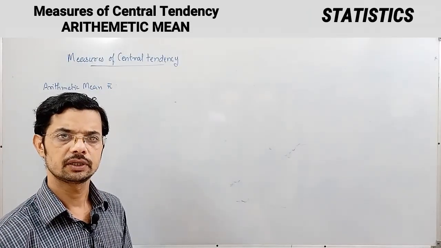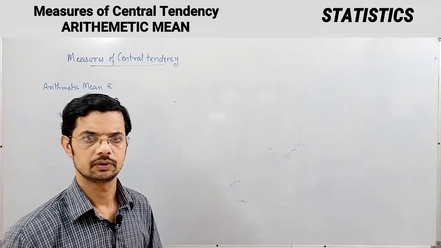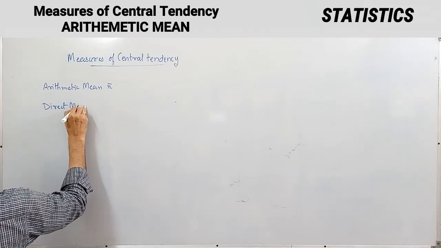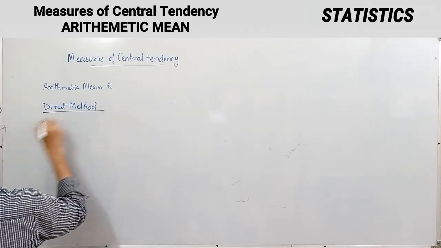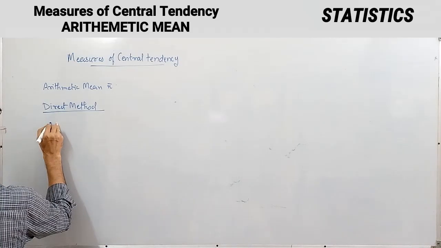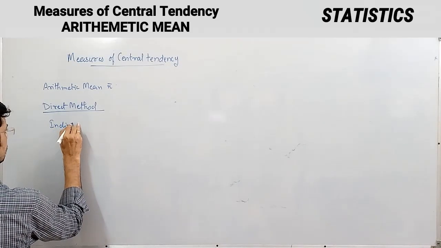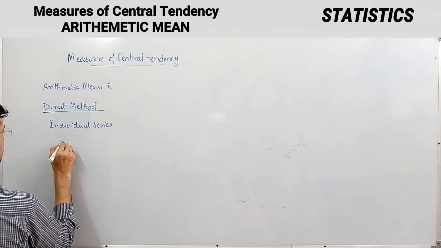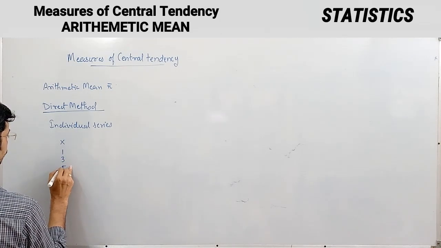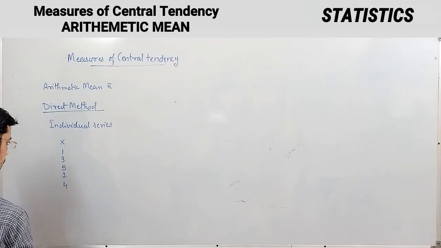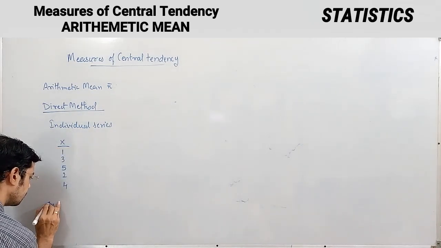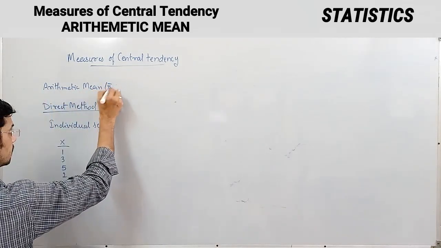Now we shall discuss the direct method to find out arithmetic mean for different types of series. For individual series first, let us consider the series x as 1, 3, 5, 2 and 4. How to find out the mean of this series? This is an individual series. In this case the formula is x bar equal to, x bar represents mean.